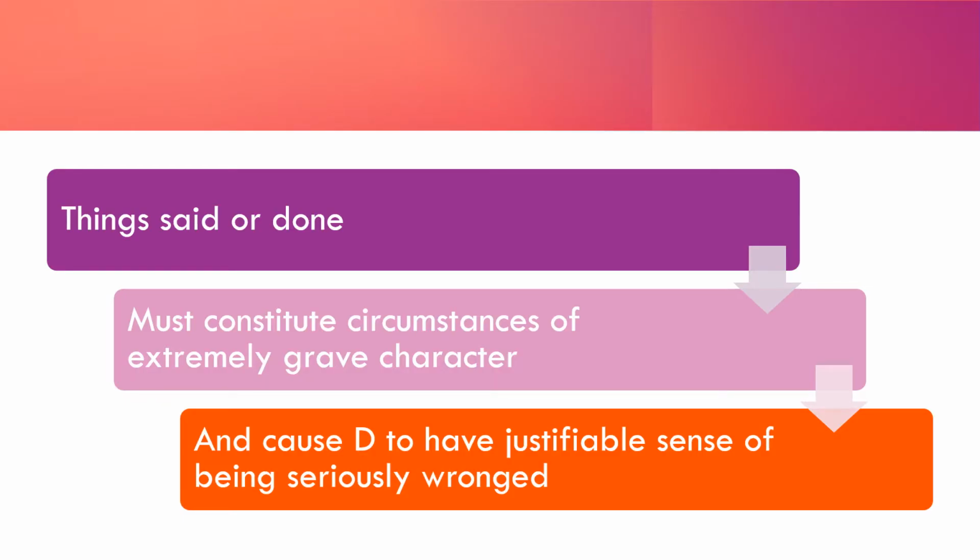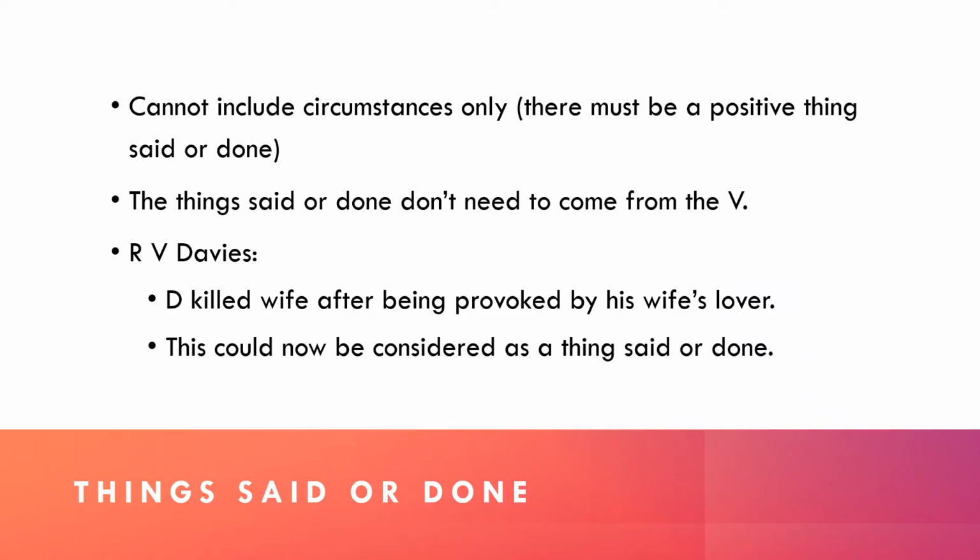So we're going to split this into three. We're going to consider what things said or done means. We're going to consider what must constitute circumstances of an extremely grave character means, and indeed look at some case law, and indeed of course the final element, and cause the defendant to have a justifiable sense of being seriously wronged.